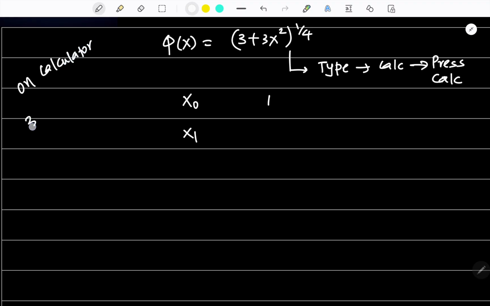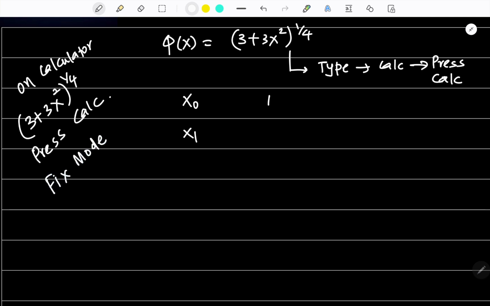Type 3 plus 3x square to the power of 1 by 4, and then press calc. Also fix the mode. My calculator is already in fix mode, 2 decimal places. Now I type this: bracket open, 3 plus 3 alpha x square, close the bracket, and then the power, fraction mode 1 over 4. Press calc and then press 1.